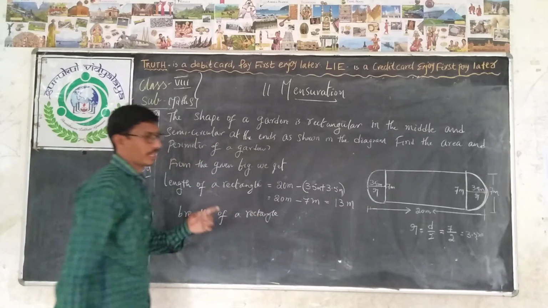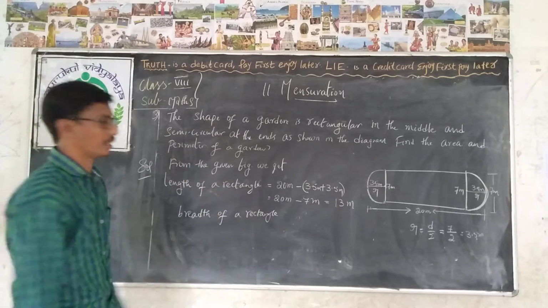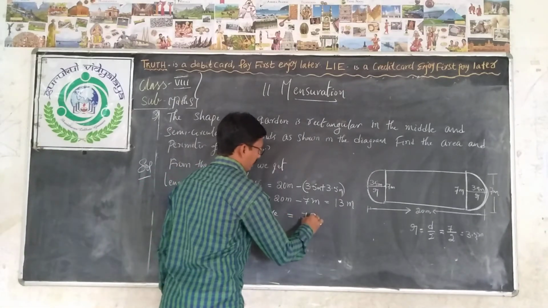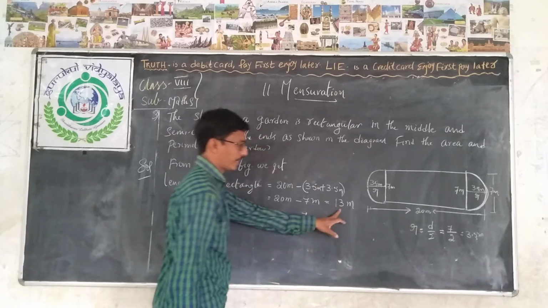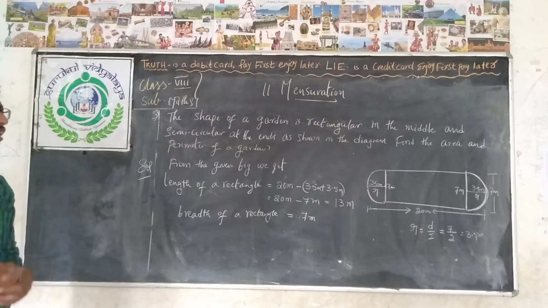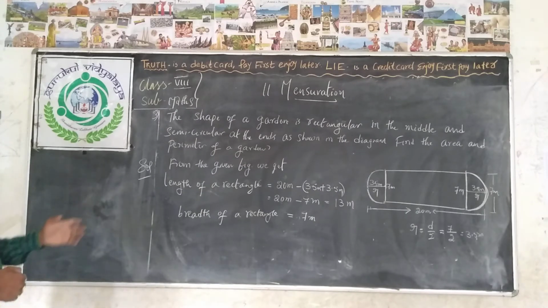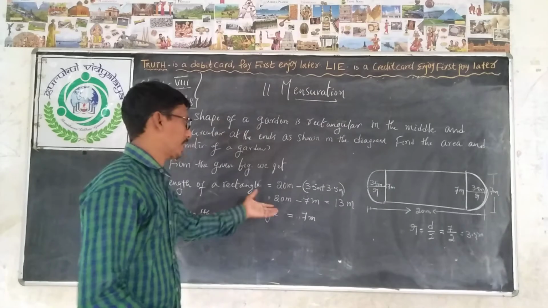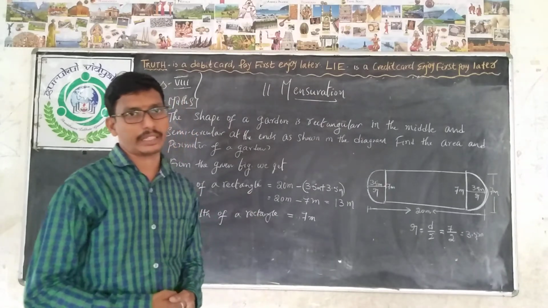So what is the breadth of the rectangle? The breadth of the rectangle is nothing but the diameter of the semicircle. So the breadth of the rectangle is 7 meters. The length of the rectangle is 13 meters. So I can get the length and breadth values to find the area. Area of a rectangle is L into B, so easily I can multiply it and get the area.